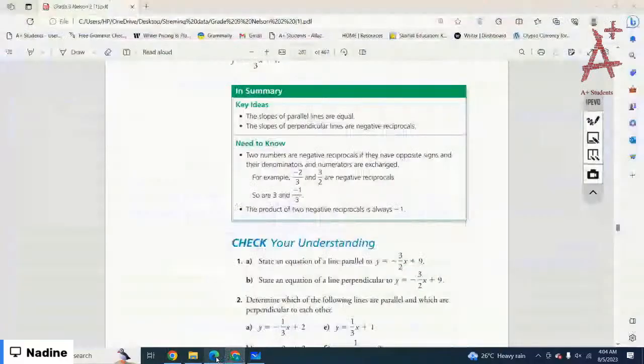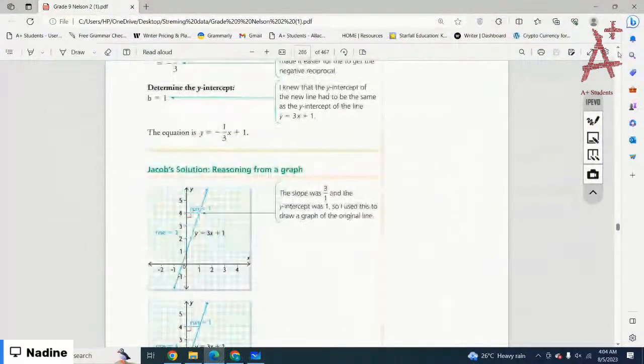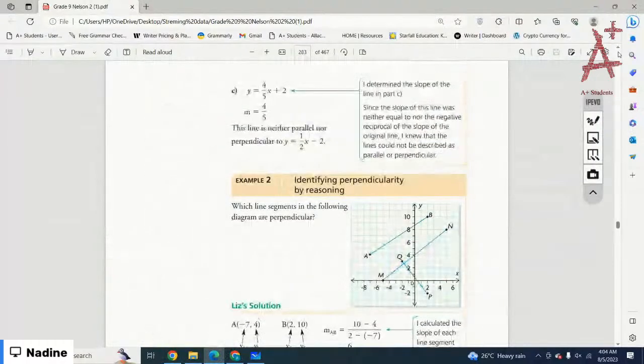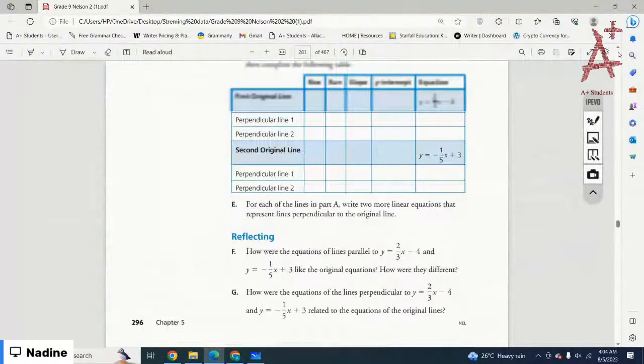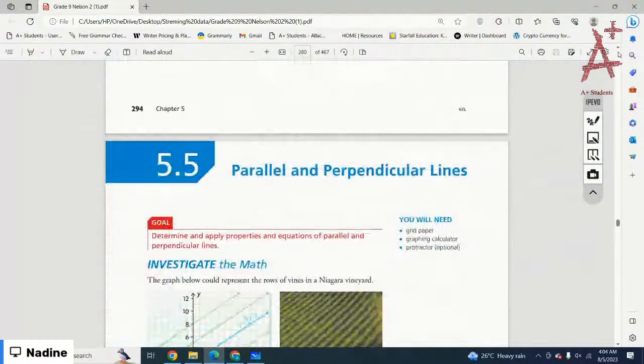We are here for grade 9 math. We're working on the Nelson Grade 9 book, chapter 5, analytic geometry, and the lesson we're going to start with today is parallel and perpendicular. So let's just start with the lesson.